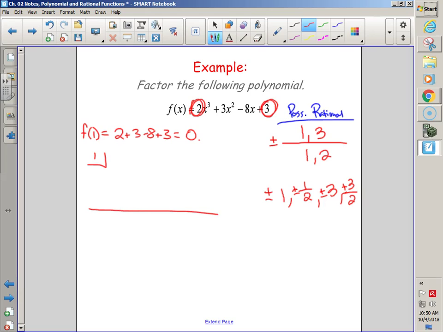So how do you find function values? I can find f of 1 by finding the remainder. And when we do synthetic, what do we do to this big old cubic? Break him down, right? So we have the 2, we have the 3.